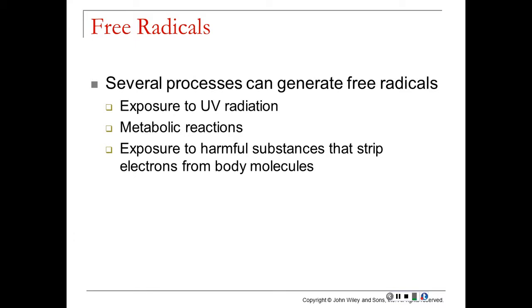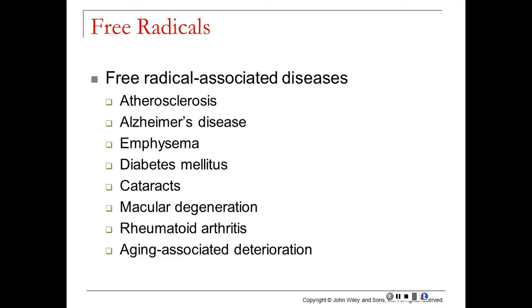Some examples of processes that can generate free radicals would be UV exposure, some metabolic reactions as I mentioned, as well as other harmful substances such as air pollution that could strip electrons from some of the molecules within our body. Some diseases caused by free radicals: atherosclerosis, that's the hardening of the arteries, Alzheimer's, emphysema, diabetes, rheumatoid arthritis, all related back to free radical damage.